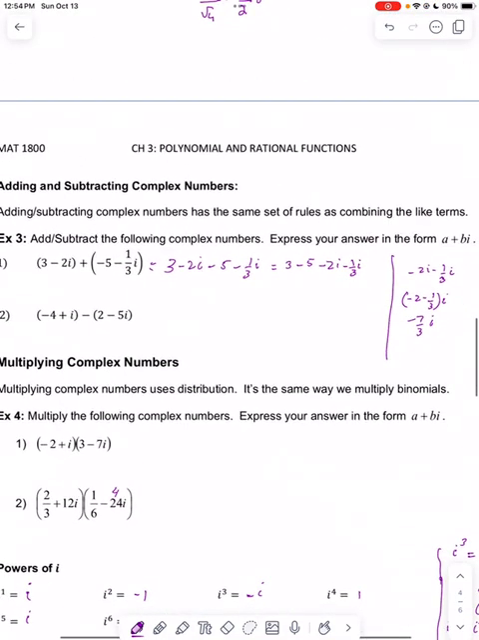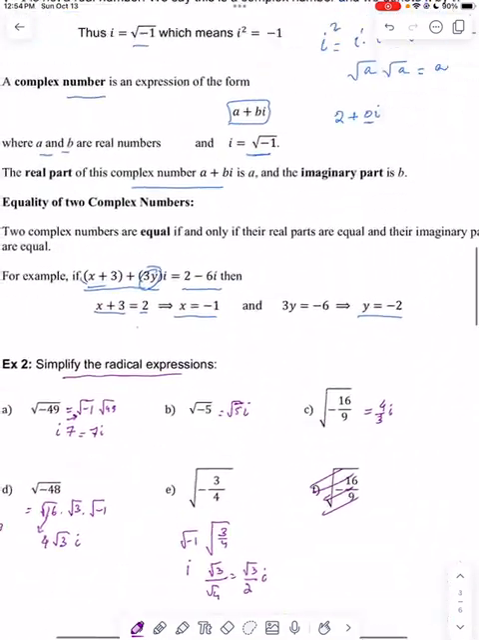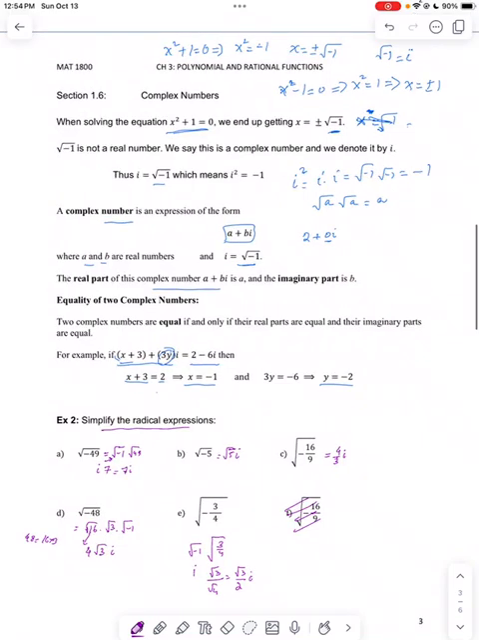Okay, so we continue with section 3.3. We had stopped here after explaining what we mean by two complex numbers being equal to each other. The next thing we are looking at is to simplify radical expressions. These types of expressions appear when you are solving a quadratic equation.